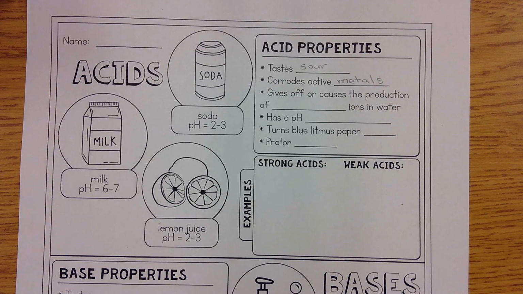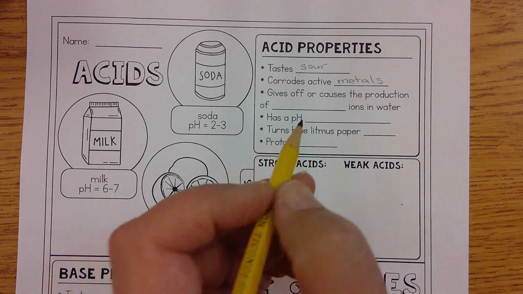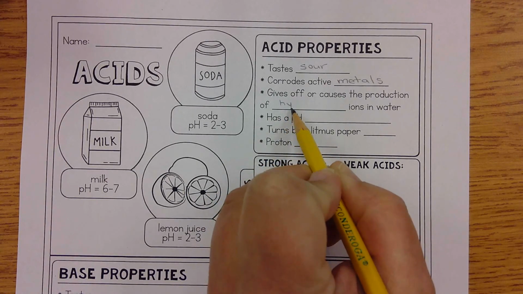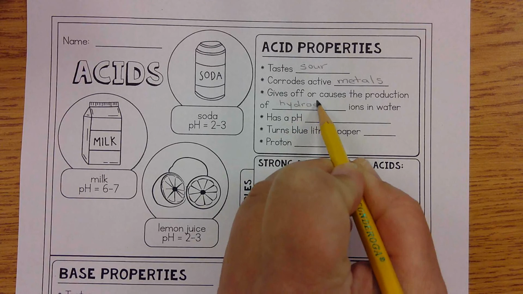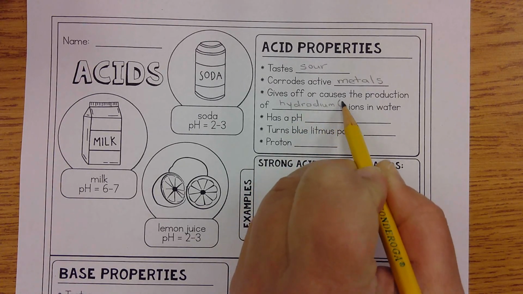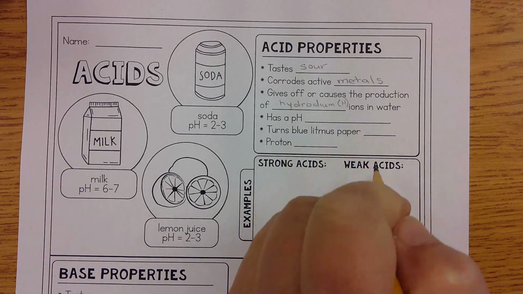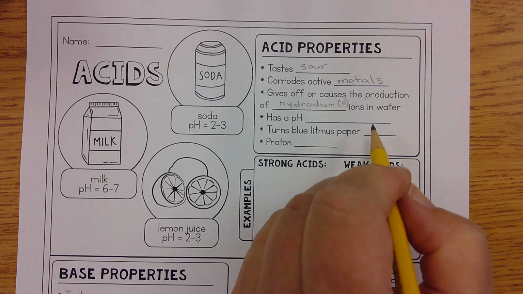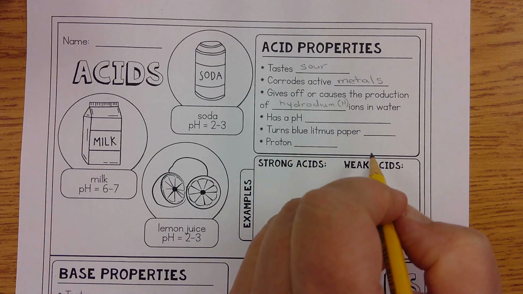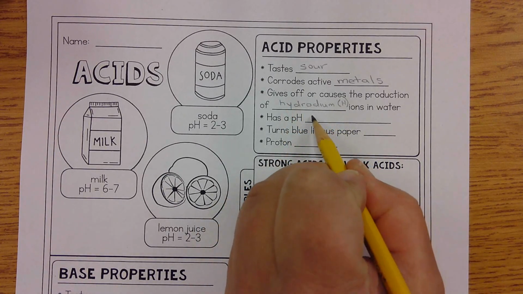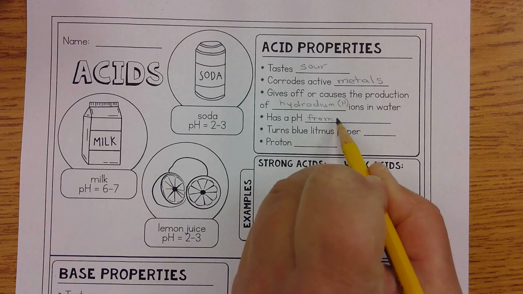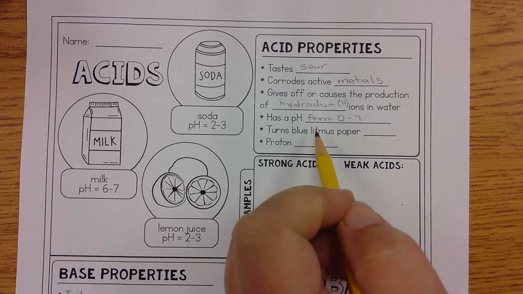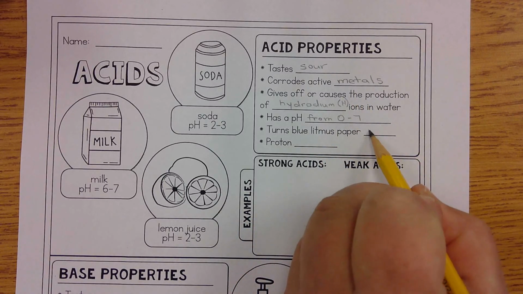Anyway, they also give off or cause the production of what are called hydronium ions. Hydronium is just hydrogen with a positive charge. So acids will produce hydrogen ions. They have a pH from 0 to 7. It will turn blue litmus paper to red.